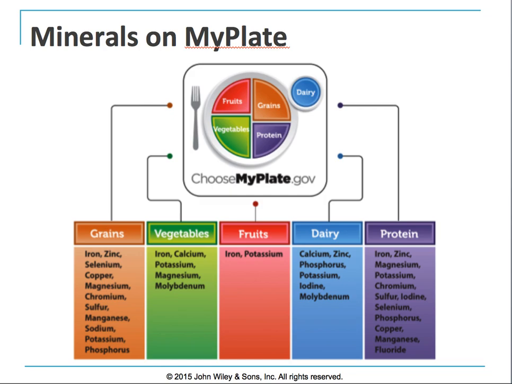And this is in your textbook. It's nothing you have to memorize, but I think it's a helpful little chart. It's just looking at the different sections of MyPlate and which minerals are most prevalent in each of the food groups.